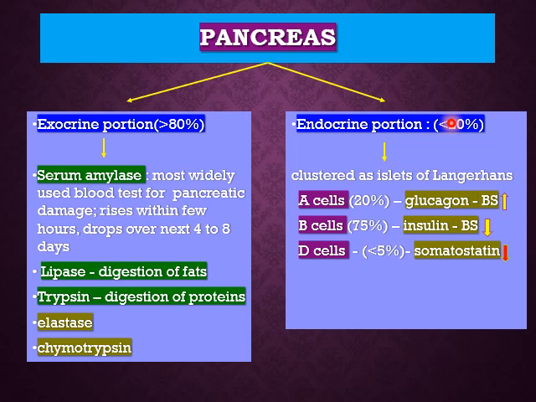The endocrine portion, which consists of clusters of islets of Langerhans or pancreatic islets, consists of three types of cells: A cells, or alpha cells, which secrete glucagon; B cells, or beta cells, which secrete insulin; and the D or delta cells, which secrete somatostatin. The most predominant component is the B cells, which secrete insulin, which reduces the blood sugar. Glucagon increases the blood sugar.